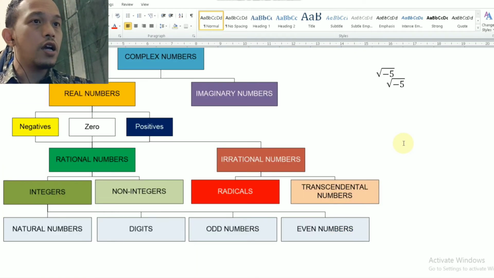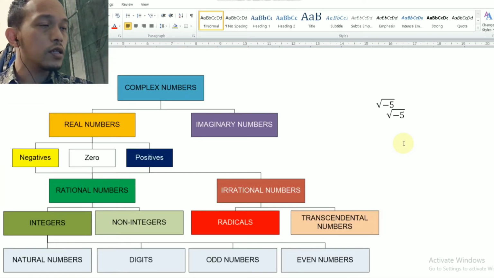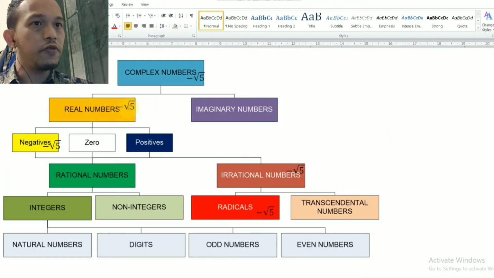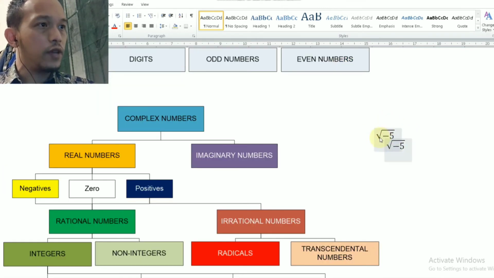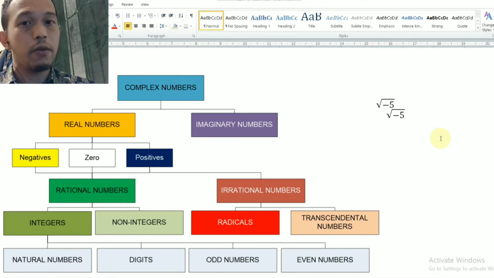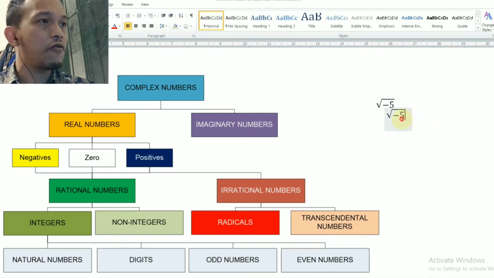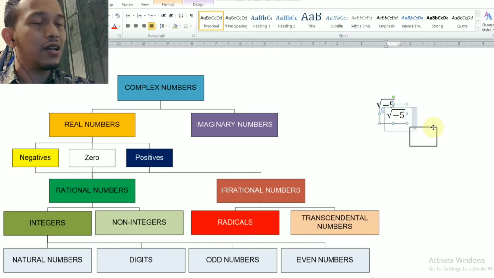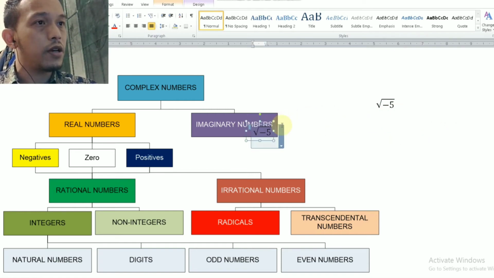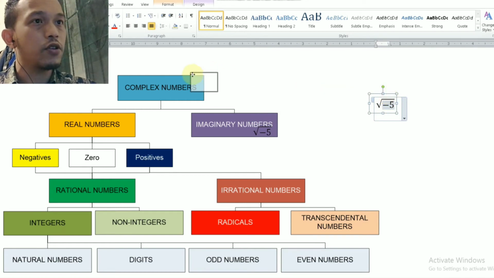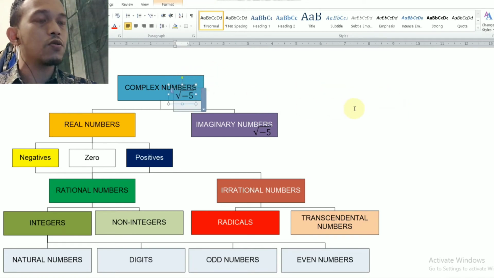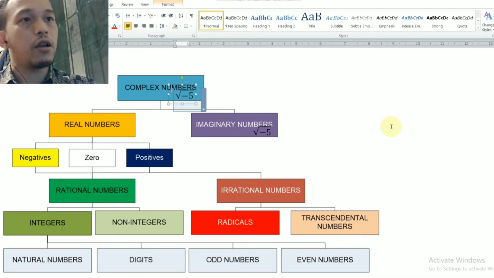Okay, and how about this one? This one is another different number, square root of negative 5. Before we have negative of square root of 5. This one is square root of negative 5. So this must be imaginary numbers, since you cannot plot this on the real number line. You cannot find the value on the real plane. What is square root of negative 5? So it must be imaginary numbers. So yeah, it's an easy task for you, since this number only belongs to two sets of numbers, imaginary numbers and complex numbers.